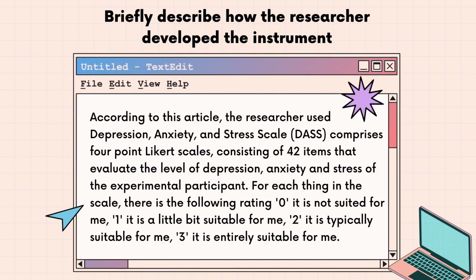Okay, next, briefly describe how the researcher developed the instrument. According to this article, the researcher used the Depression, Anxiety and Stress Scale, DASS, comprising 4-point Likert scales consisting of 42 items that evaluate the level of depression, anxiety and stress of the experimental participants. For each item in the scale, there is the following rating: 0, it is not suitable for me; 1, it is a little bit suitable for me; 2, it is typically suitable for me; 3, it is entirely suitable for me. Each participant was instructed to mark the most relevant option for them, and then it is added for each scale, and the depression, anxiety and stress score is calculated.